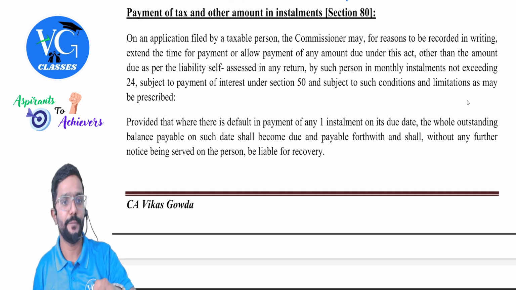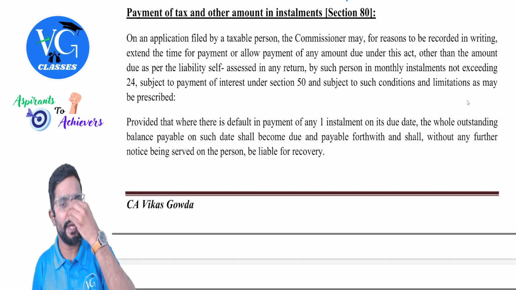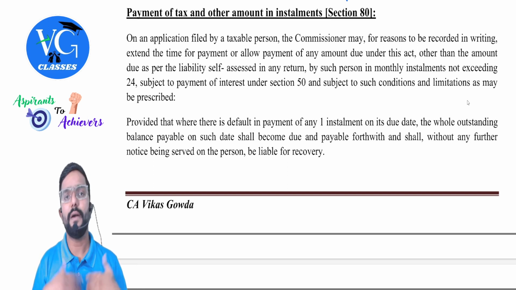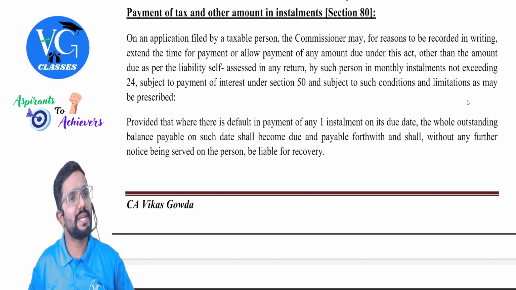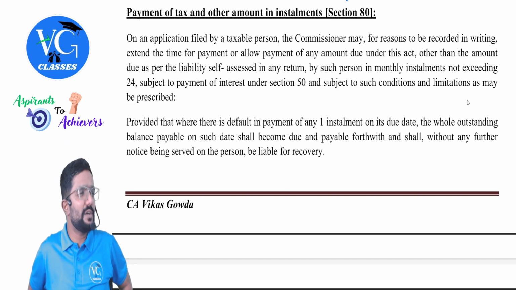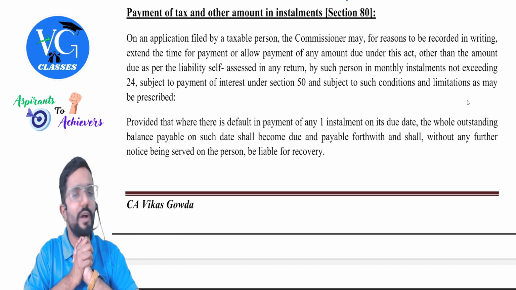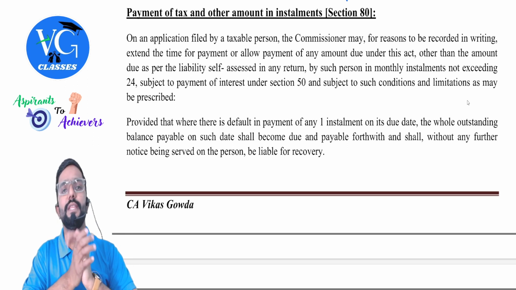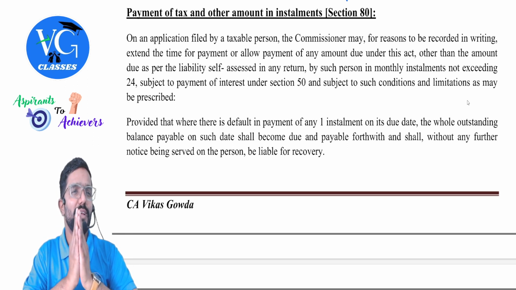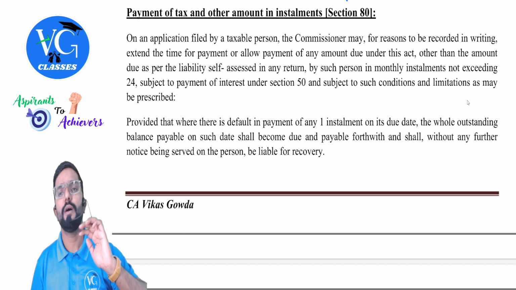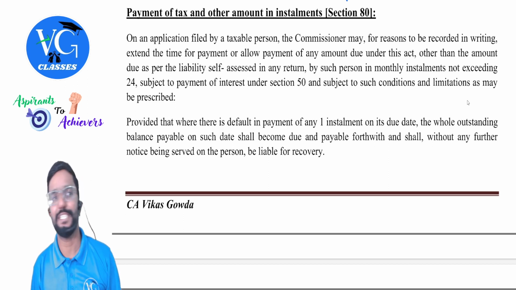Next, section 80. Payment of tax and other amount in installment. Now, order is passed. The registered person has agreed to pay amount, including interest or even penalty if applicable, but is not able to pay in one shot. In that case, can you request telling, sir, I will pay in installment? Yes. And proper officer has a right to grant it.